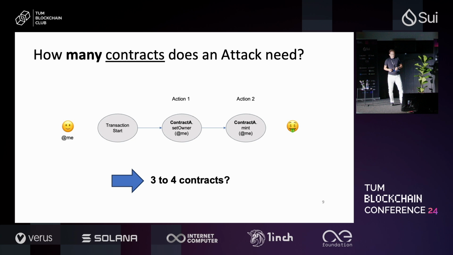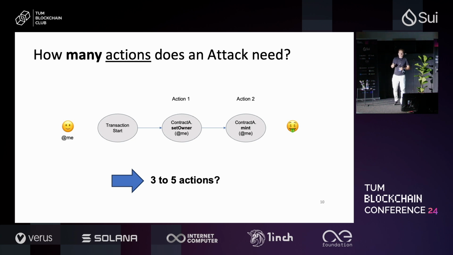The next question is, how many actions does an attack need? Remember, a contract has a list of functions. We need to choose a certain function, and that is what I call an action. Here in contract A, for example, we choose the setOwner function of this particular contract. So in summary, it's roughly 3 to 5 core actions that would cover most attacks. So they're not that complicated. The search space doesn't seem too large.